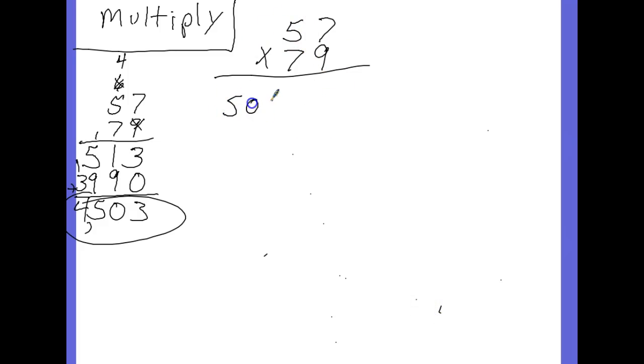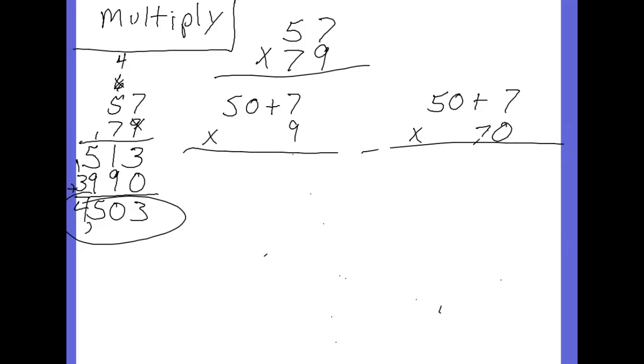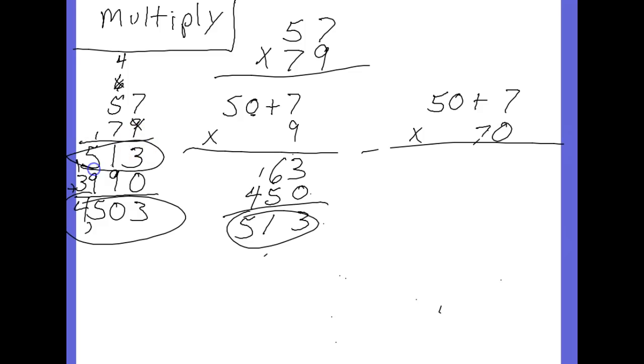So we have 50 plus 7 times 9. And then we have 50 plus 7 times 70. Okay, and we'll do that in a second. So first we have 9 times 7 is 63. So we just write 63. Then we have 9 times 5 is 45, but we add the 0 to the end, so it's 450. And that's 513, which matches right here.